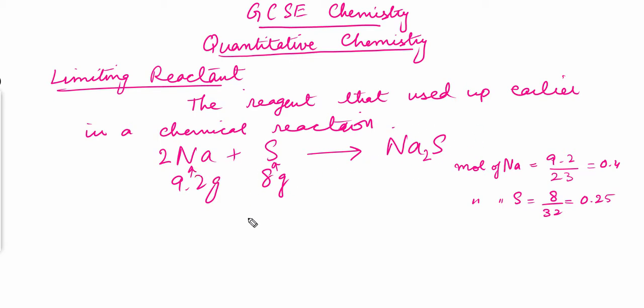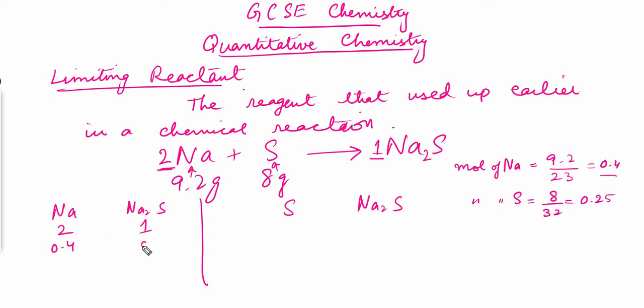So in order to produce sodium sulfide, let's see the molar ratio. We need 2 moles of sodium to produce 1 mole of sodium sulfide. So I'll write it over here. This is sodium, this is sodium sulfide. I'll do the comparison of sodium with sodium sulfide over here, and on this side I'll do the comparison of sulfur and sodium sulfide. From the equation, 2 moles of sodium produce 1 mole of sodium sulfide, and from the mass given we have got 0.4 moles.